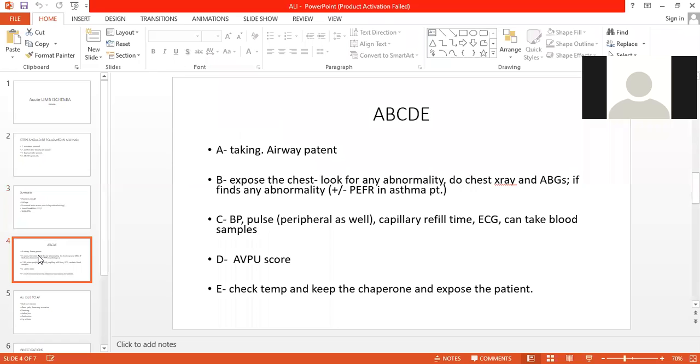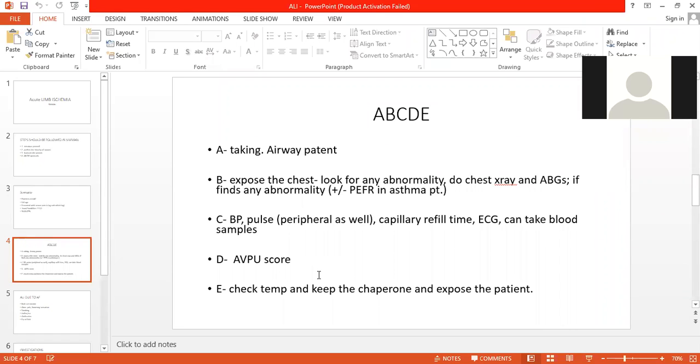Okay, so let's talk about this specific station. When you go into the room, definitely you have to follow the A, B, C, D, E approach. So the patient is talking. When you go into the room, you can say that my patient is talking, it means that the airway is patent. So you don't have to do anything in that.